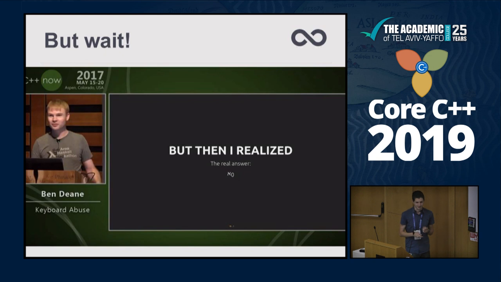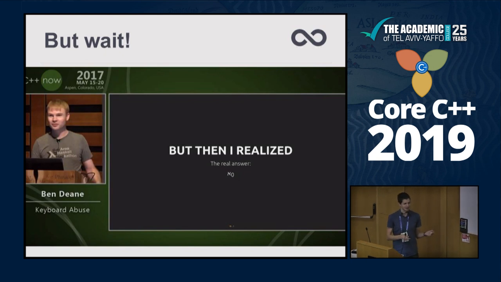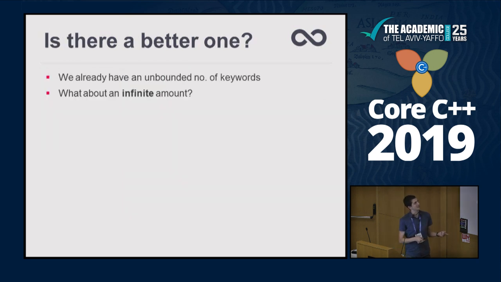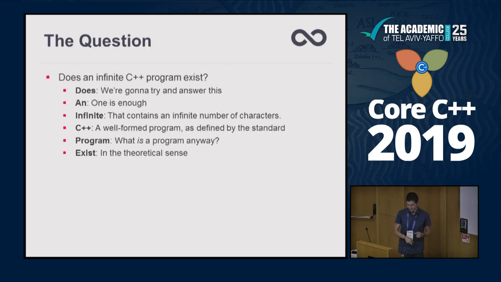he said aleph null, right? That's like an infinite amount of keywords. But what you in practice can get from here is just an unbounded amount of keywords. So I set out to find: can you have a C++ program with an infinite amount of keywords? Not an unbounded one, but an infinite amount of keywords.